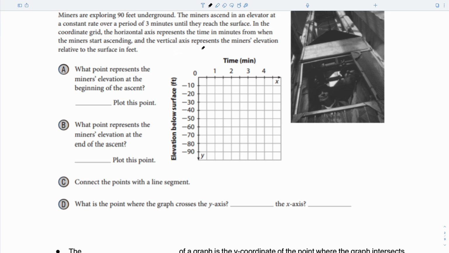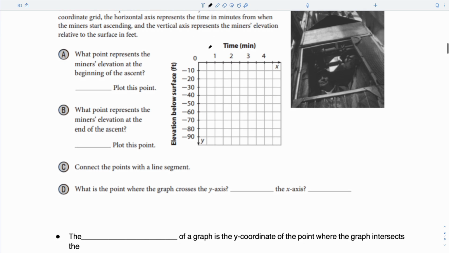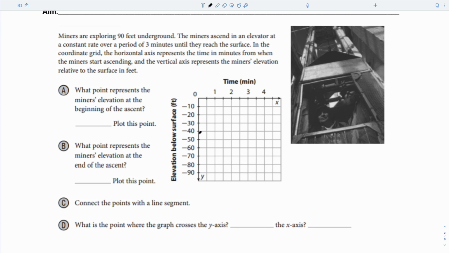Finish. The time in minutes from when the miners start ascending and the vertical axis represents the miner's elevation relative to the surface. What point represents the miner's elevation at the beginning of the ascent?